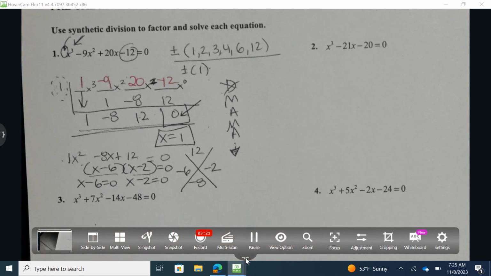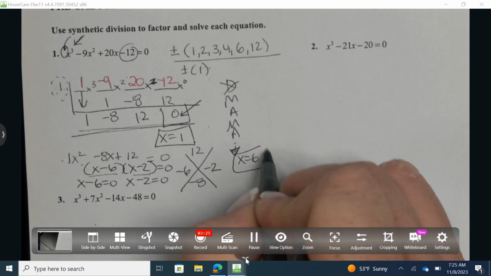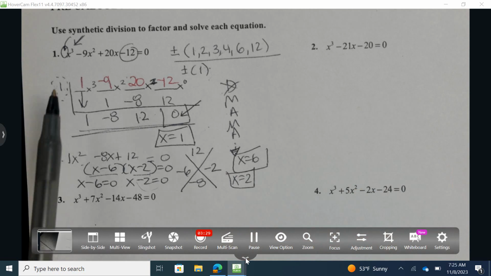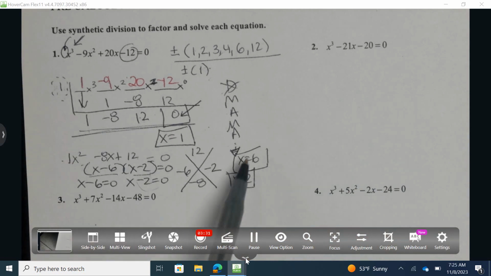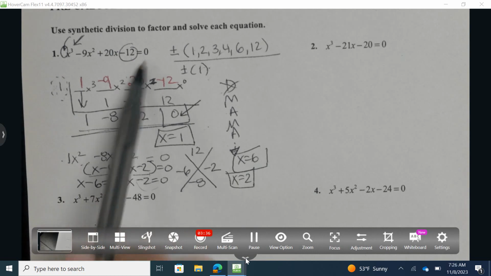So adding 6 to the other side, I get another solution of 6. Adding 2 to the other side, I get another solution of 2. So if I substitute in 1, 6, or 2, each produces an answer of 0.